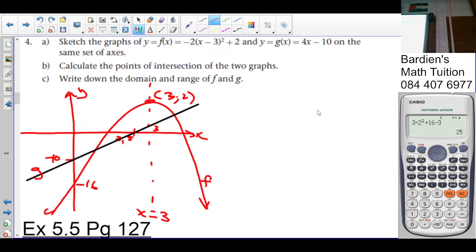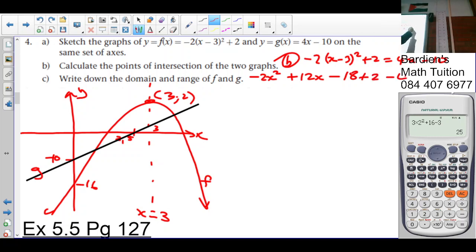Okay. First question pertaining to this graph is calculate the points of intersection. How do you calculate the points of intersection? Set the two graphs equal to each other, not so? So we're going to have negative 2 times (x minus 3) squared plus 2 equals 4x minus 10. So it gives you negative 2x squared plus 12x minus 18 plus 2 minus 4x plus 10 equals 0. So it's going to give you negative 2x squared plus 8x minus 6.